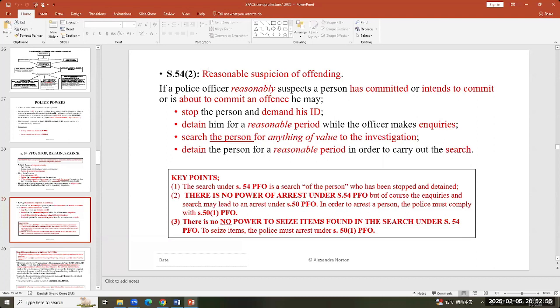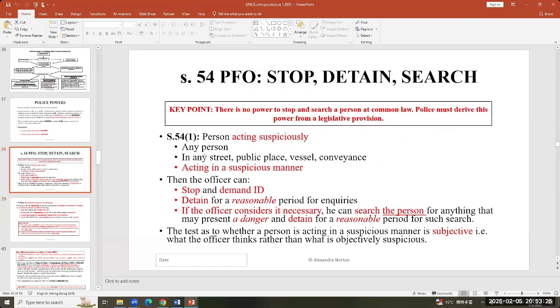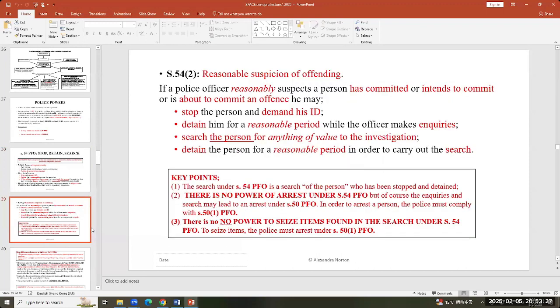There is no power of arrest in section 54. This is just a power to stop, detain, and search. There's also no power of seizure. So they can search, but they cannot take. In order to arrest and to seize, they have to come within the provisions of section 50, because section 54 doesn't give them this power. But you can see that there's a difference in the wording between subsection 1 and subsection 2.